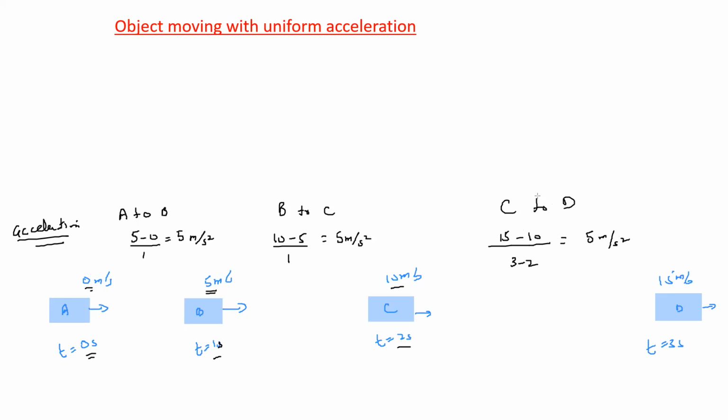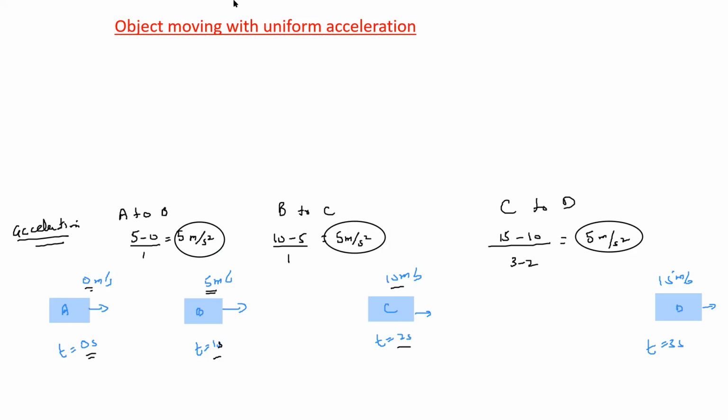So the speed of the object is increasing, but its acceleration is the same, or we can also say constant. So whenever an object is moving with a constant acceleration, the speed will change at the same rate. Is it clear? So this is for an object moving with a constant acceleration, or not changing acceleration.